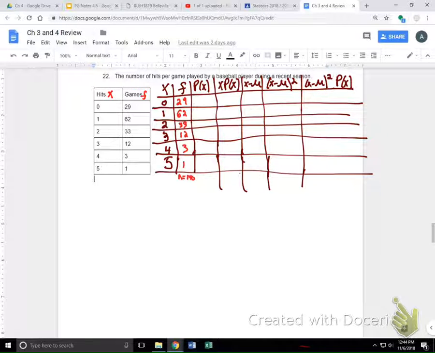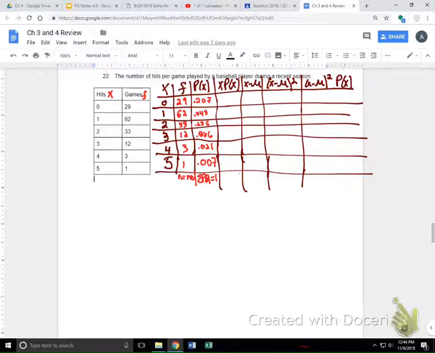So as I did this, I arrived at 0.207. I have 0.443, 0.236, 0.086, 0.021, and then 0.007. I want to find the sum of this column. Since this is the sum of the probabilities, it should always add up to 1 or pretty close to it, depending on rounding. And we see that it does.